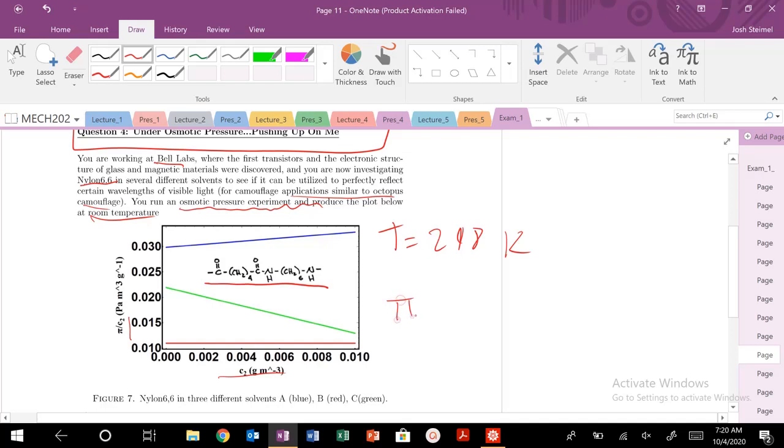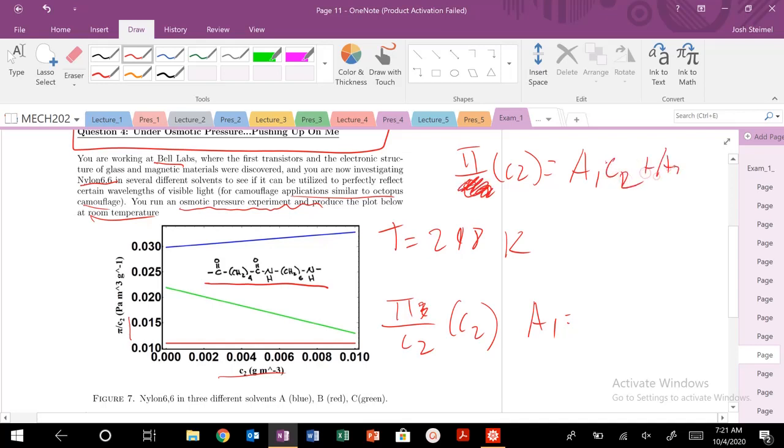So we know our master equation, the pi divided by C2 as a function of C2 will give us our first virial expansion coefficient. It will have the form of pi over C2 as a function of C2 equals A1 plus A2 C2 squared, and we know that A1 is equal to our first virial expansion coefficient.